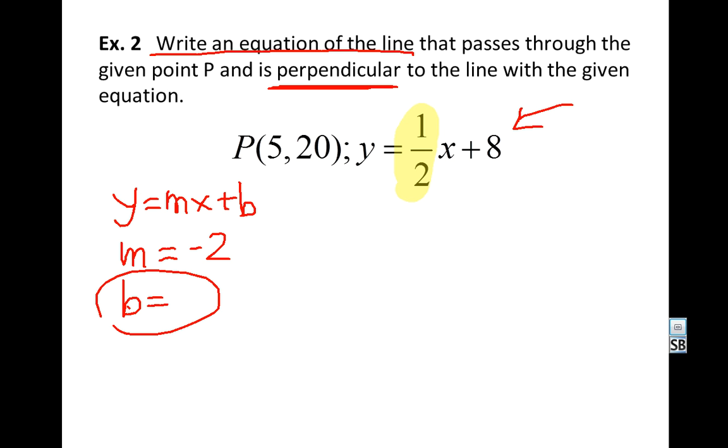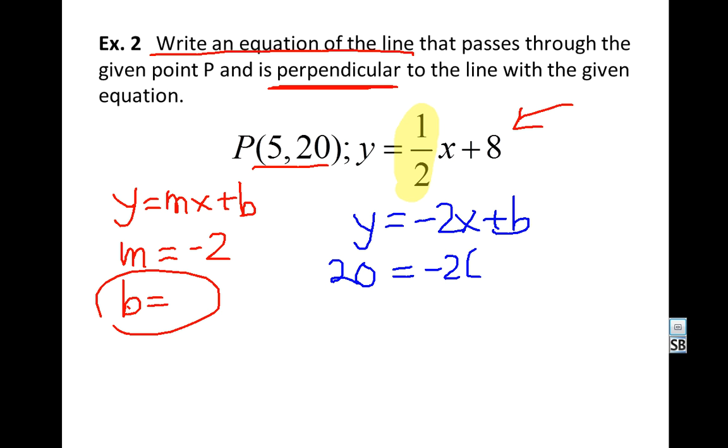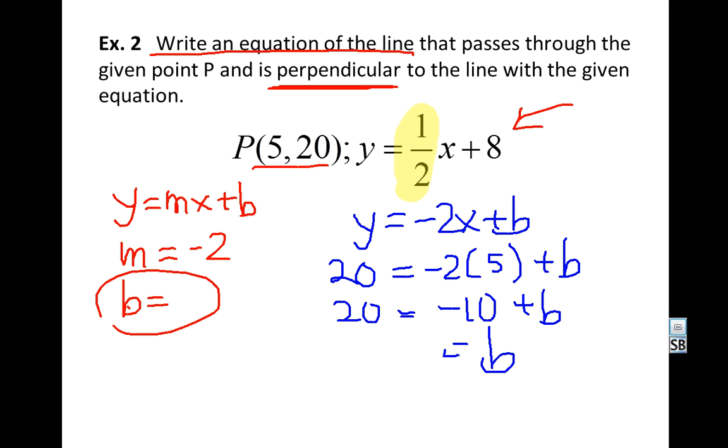I solve for that by plugging in 5 for x and then 20 for y. So we're going to go y is equal to -2x plus b. Plugging in 20 for y, -2 times 5 plus b. 20 is equal to -10 plus b. b has to equal positive 30. So the equation of my line is y is equal to -2x plus 30.